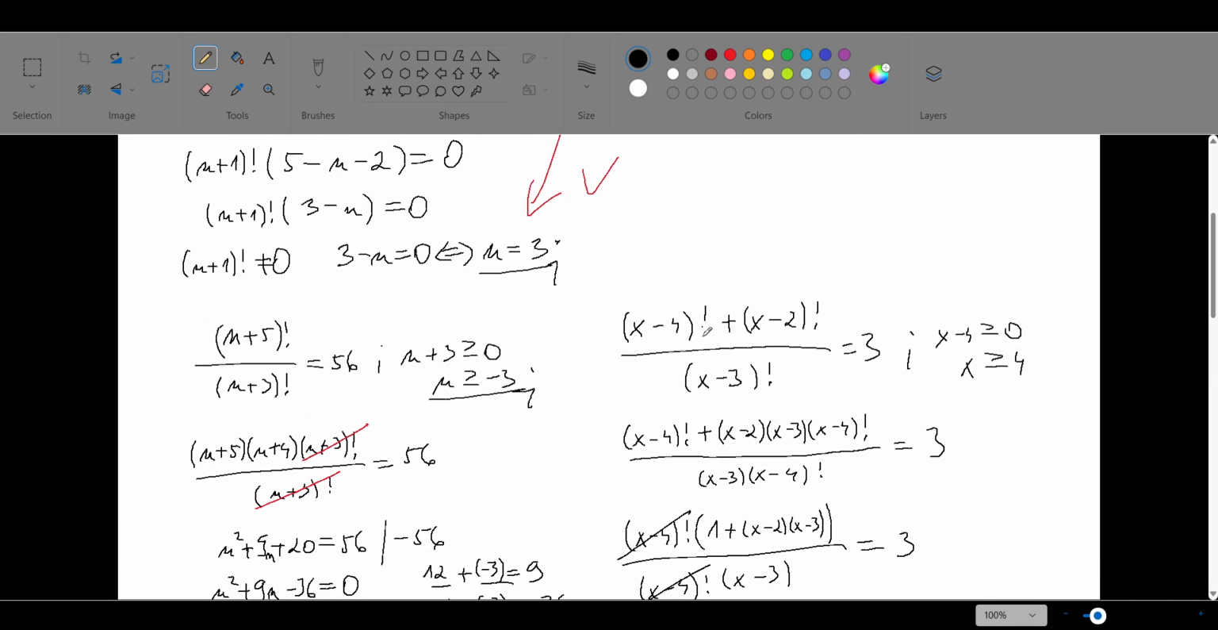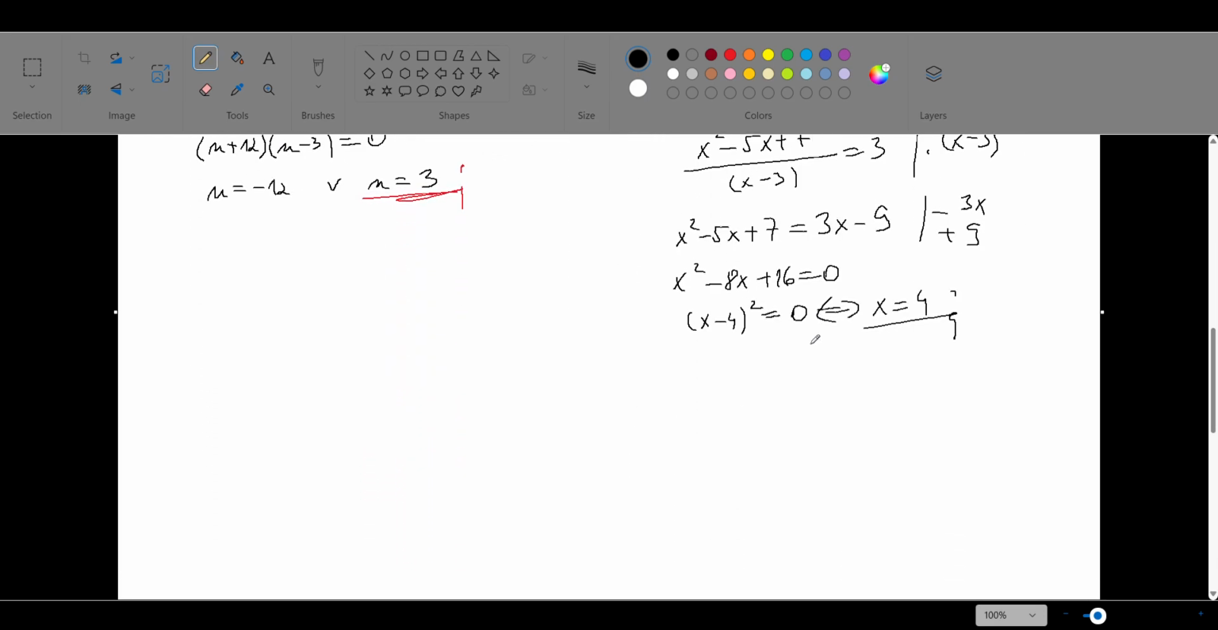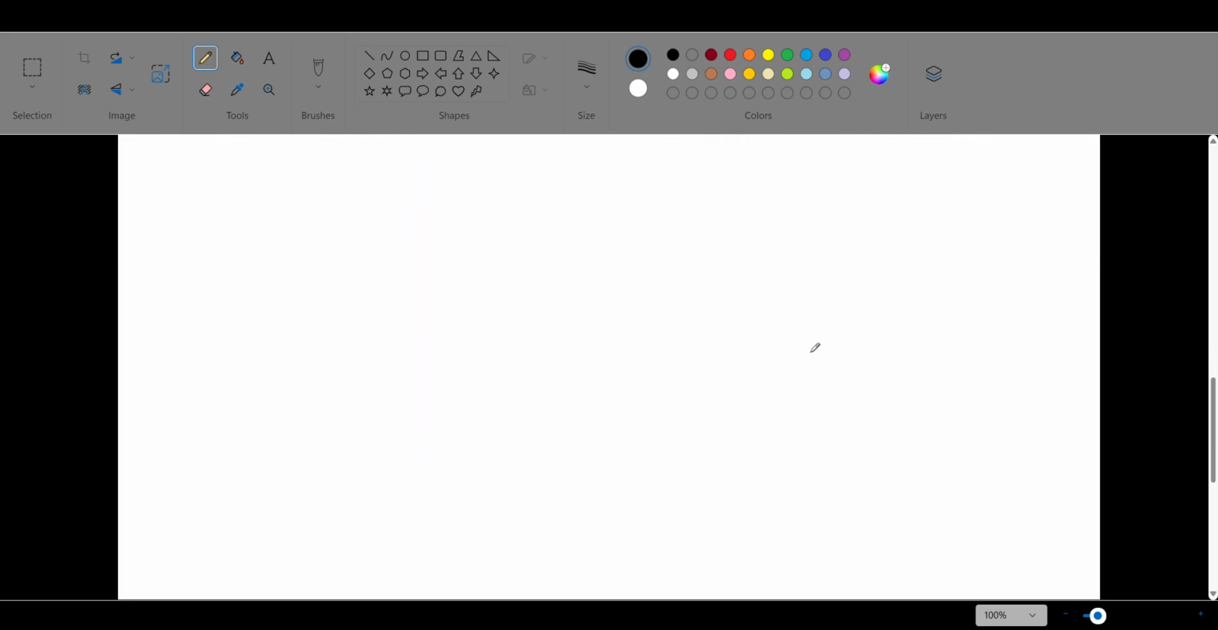So let me just think about it. x minus 4, if x is 4, this is 0 factorial. Let me do a quick check to be sure that the result is correct. 0 factorial plus 4 take away 2 is 2, which is 2 factorial, which is number 2, over 4 minus 3 is 1 factorial. 0 factorial is equal to 1 plus 2 factorial is 2 over 1, which is definitely 3, and this is equal to the value of the right side of the equation. Okay, we are done here.